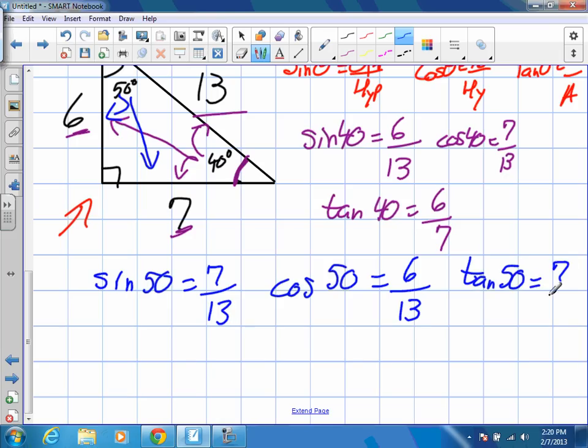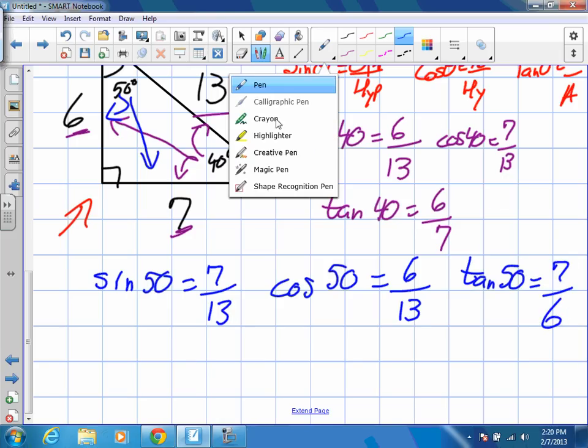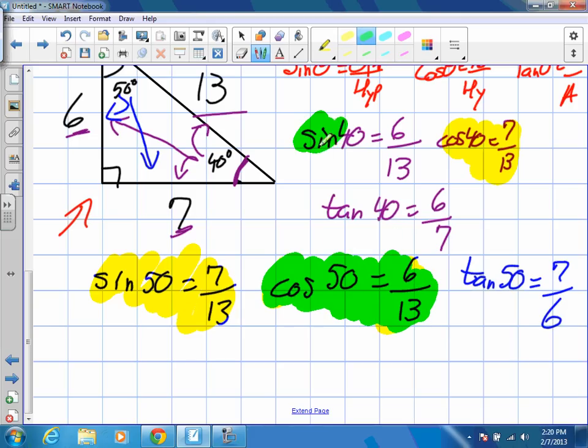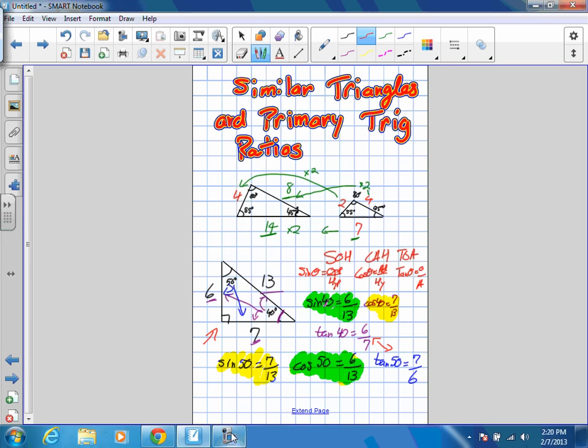Now, I want you guys to draw a reference to similarities here. Sine 50 is the same as cos 40, the ratio. Cos 50, I can do that in another color. Cos 50 is the same as sine 40 for the ratio. And if you know this, the two tangents are just inverses of each other. One is 7 over 6 and one is 6 over 7. Okay, so that's primary trig ratios and similar triangles.